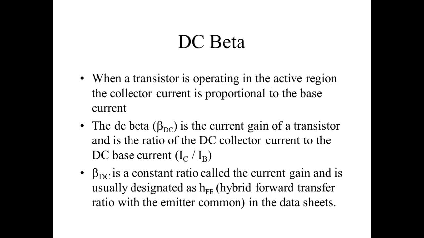So beta, it covers this, but I looked for it in this chapter. I thought I saw it once. When a transistor is operating in the active region, the collector current is proportional to the base current. The DC beta is the current gain of the transistor and is the ratio of the collector current to the base current.